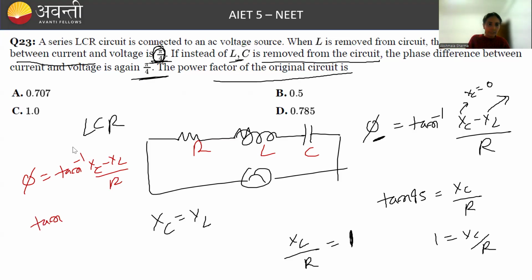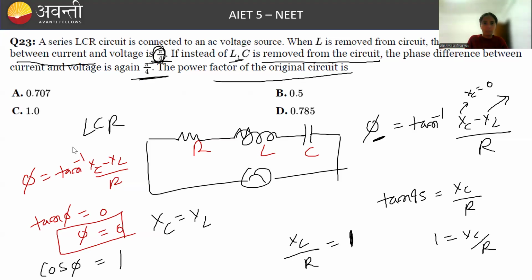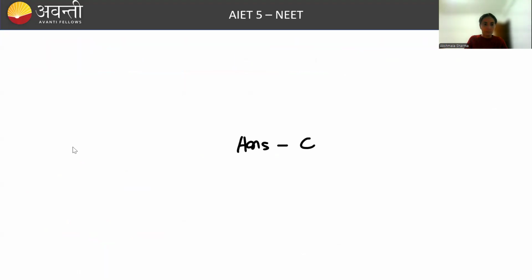So tan phi is 0, it means phi is equal to 0. Power factor is cos phi. So cos phi will become how much? Cos phi will be 1 because cos 0 is 1. We needed to calculate the power factor. Power factor is cos phi. So we calculated phi from here and then we calculated cos phi. Okay? So the correct option will be which one? C.